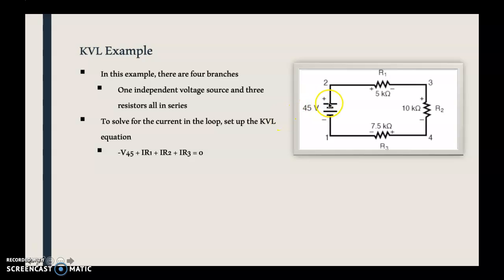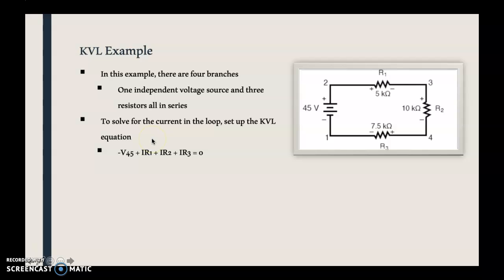So, using KVL, you can solve for the current through this loop, since current is the one value we do not know through this circuit loop. We know the voltage here, we know the resistance here, here, and here, but we don't know the current. The current will be the same because it's a series, so to find the current, we will use KVL.